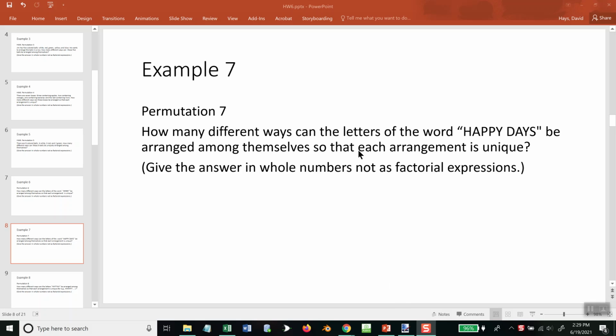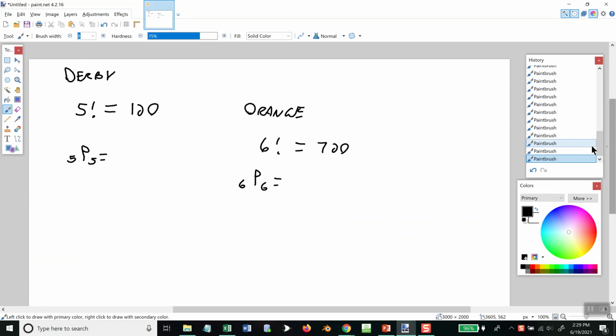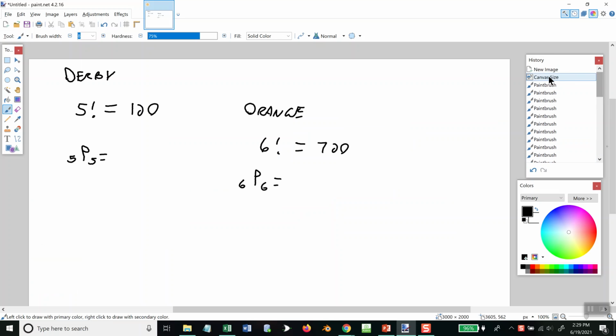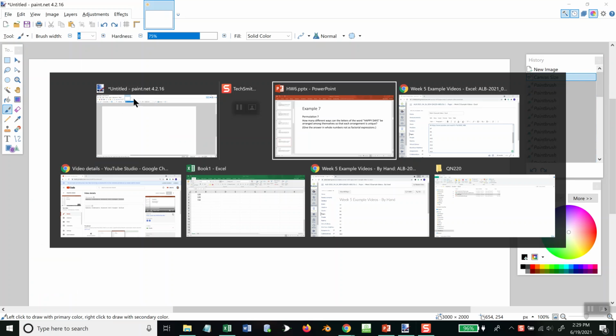Okay, in this one we're going to ignore the space. How many different ways can the letters of the words happy days be arranged by themselves so each arrangement is unique? Now, by the way, letters are always permutation because order always matters when you're doing words. Okay, happy days.